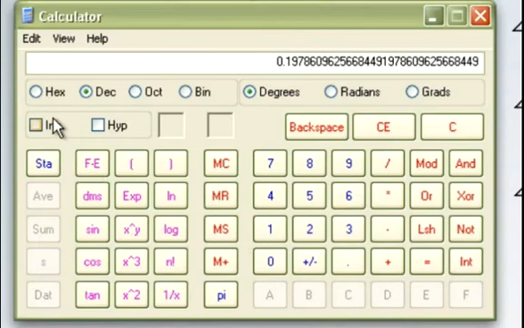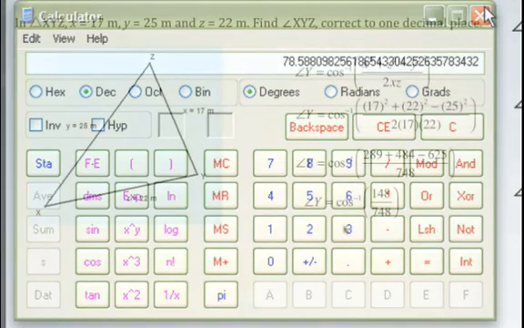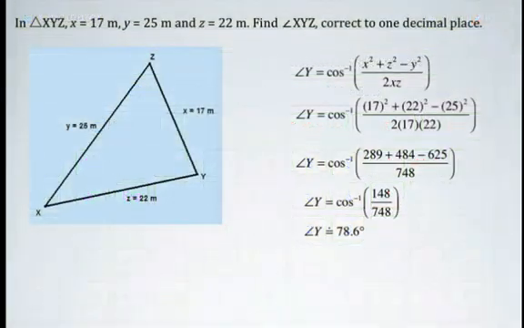Close that bracket, close the first bracket, and we end up with 0.978, etc., which is 148 divided by 78. So we're going to take inverse cosine of that value, and we get that angle y is approximately equal, when we round to 1 decimal place, 78.6 degrees. So angle y is approximately equal to 78.6 degrees.